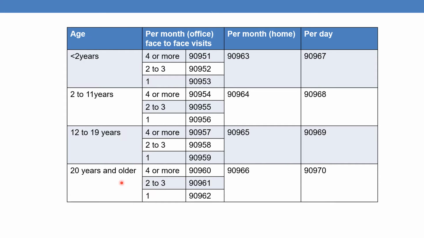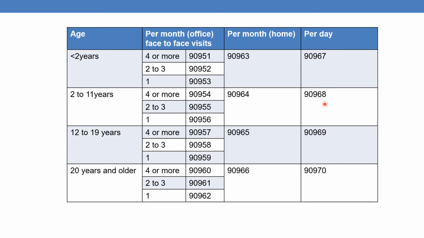And finally, 20 years or older. For 4 or more face-to-face visits, the code is 90960. For 2 to 3 face-to-face visits, it is 90961. And for 1 face-to-face visit, it is 90962. And the patient is 20 years or older, per month. The ESRD services are provided per month at home. The code is 90966. And for per day, whether it is home or physician's office, it is immaterial.